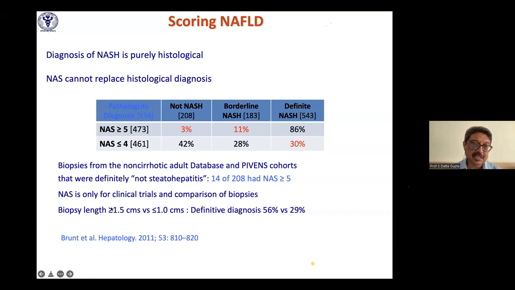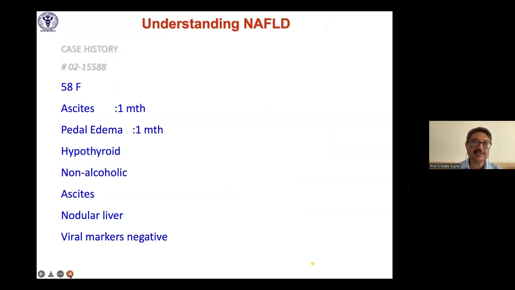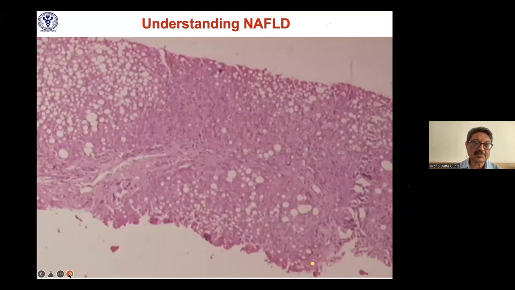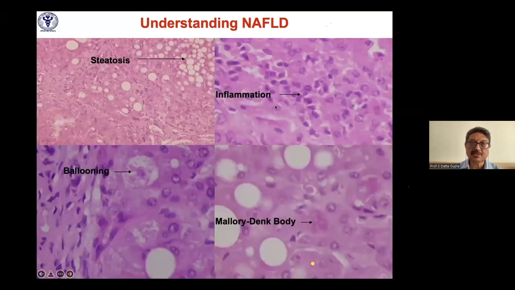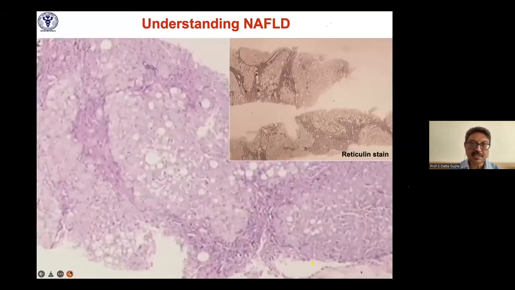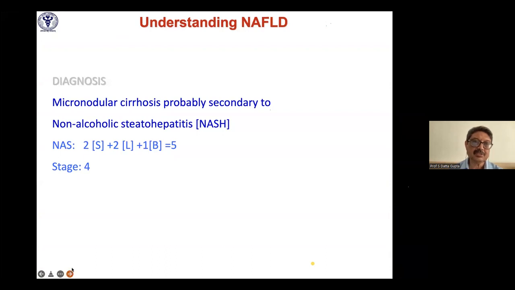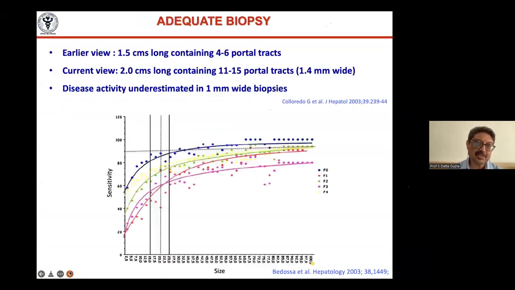This study by Brunt and their group, which is the largest group studying NASH, clearly shows that you cannot make the histological diagnosis by just grading. It's very important to realize that. So this is a case of non-alcoholic disease: steatosis, inflammation, ballooning, Mallory-Denk bodies, and the reticulin stain tells you micronodular cirrhosis, which you grade and stage.